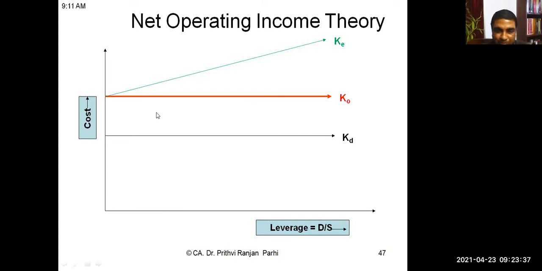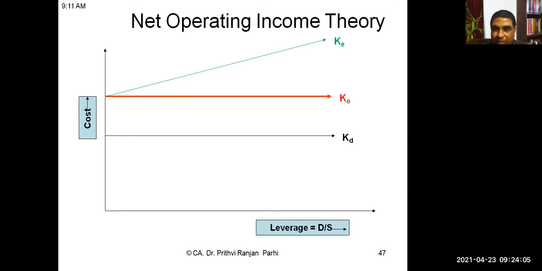Little complex for you, right? Did you understand, or shall I explain it again? Sir, you told that cost of debt will simultaneously increase or decrease. No, cost of debt will not increase. I have not told you that. I have told you cost of equity will increase. Cost of debt is constant.